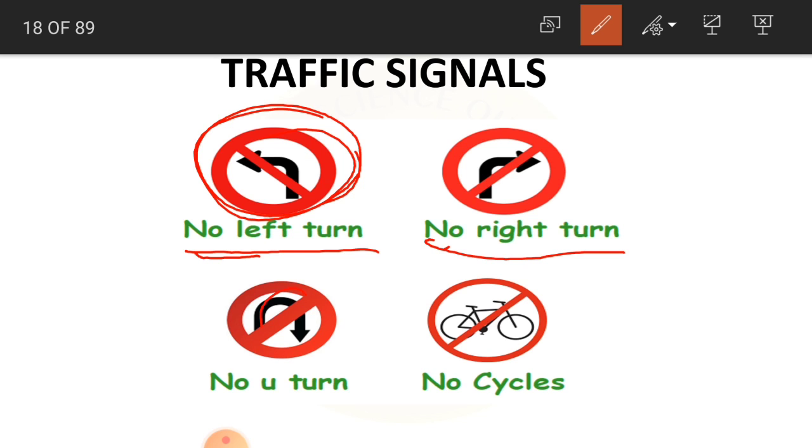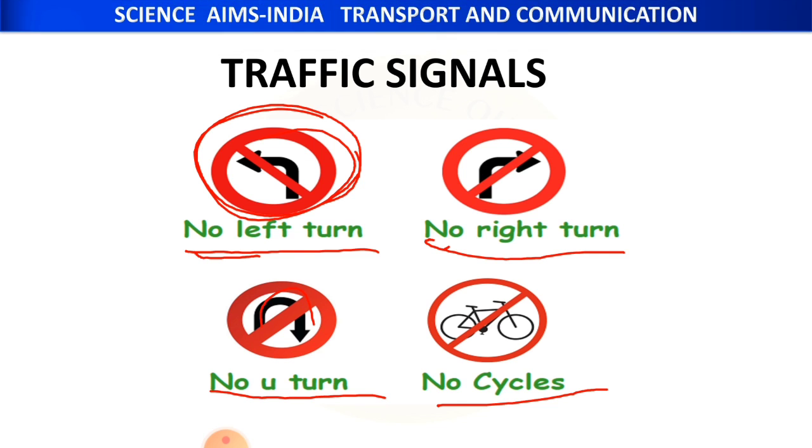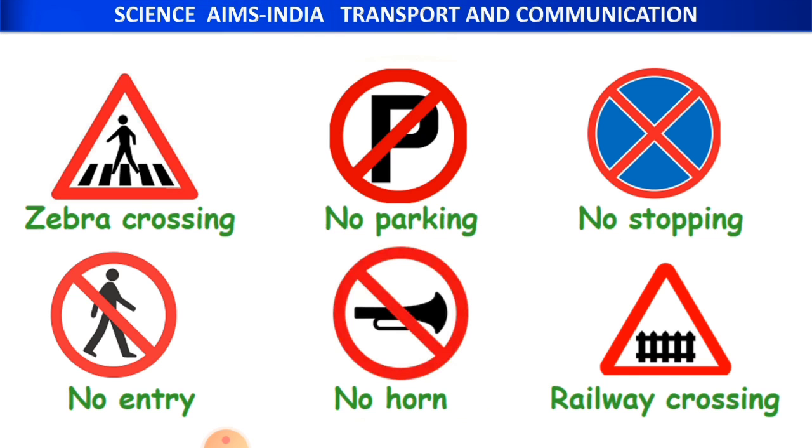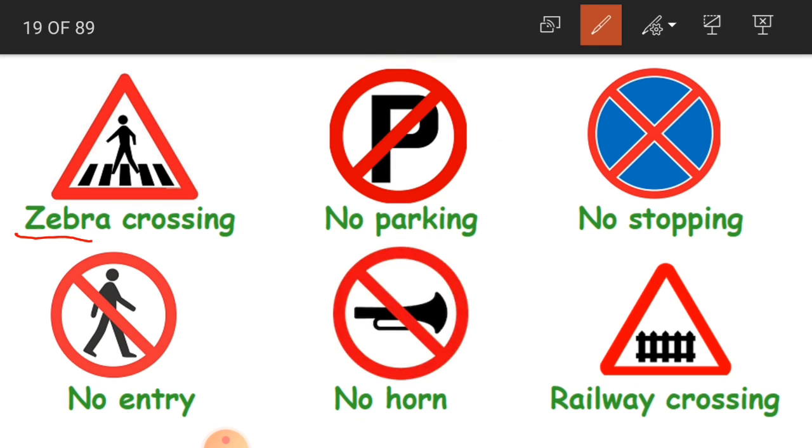And this one, you should not take a U-turn. And here, you should not travel on bicycles, no cycles. Now, if you have this picture, children, this way is meant for the zebra crossing, where all the pedestrians cross the road. And if you have this picture, it means you should not park your vehicles, no parking.